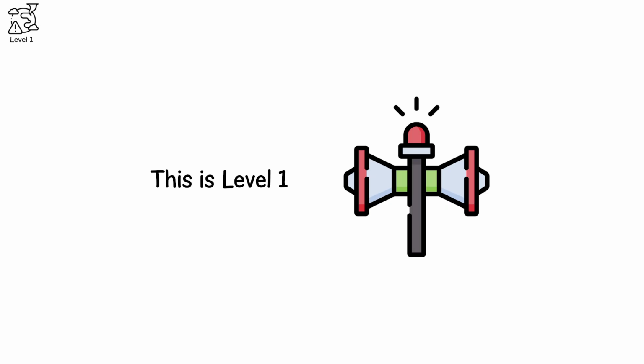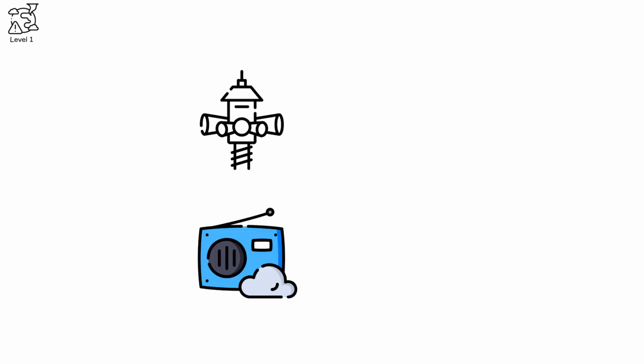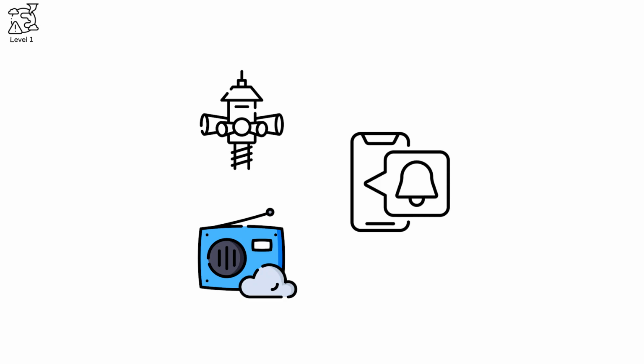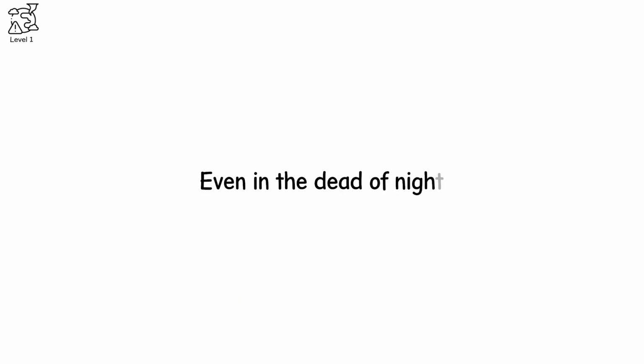This is level one, the siren. A warning cry that gives you minutes, not safety. Never ignore a siren. Treat every warning as if it's the one that matters. Pair siren alerts with weather radios and mobile notifications so you'll never miss a warning, even in the dead of night. Level two, the radar.